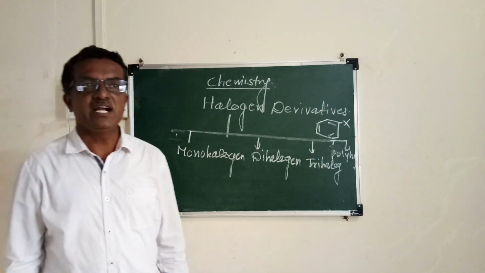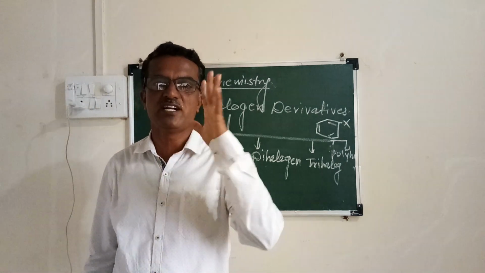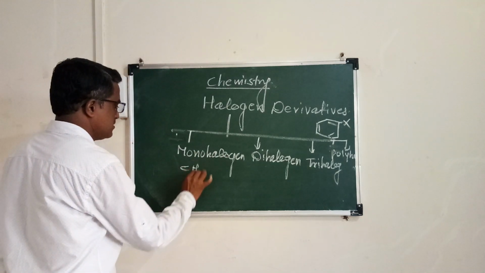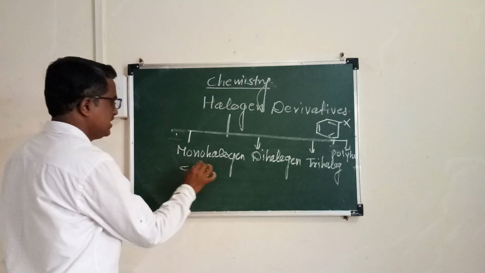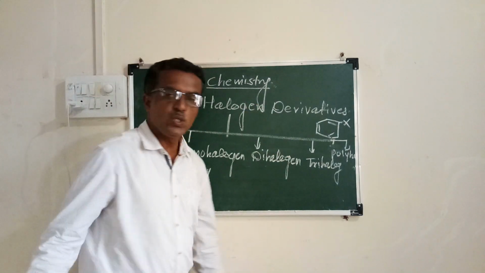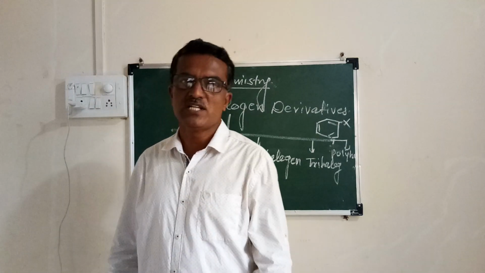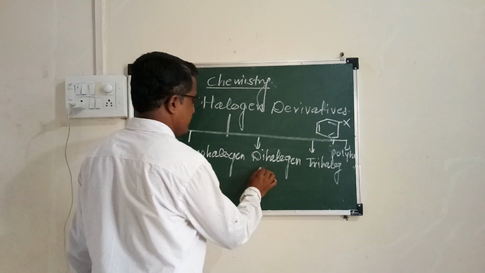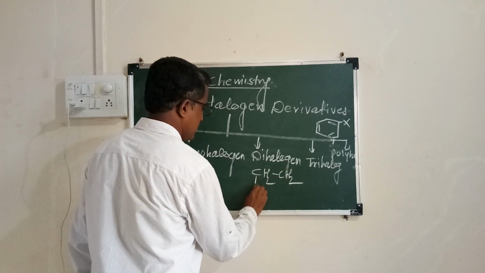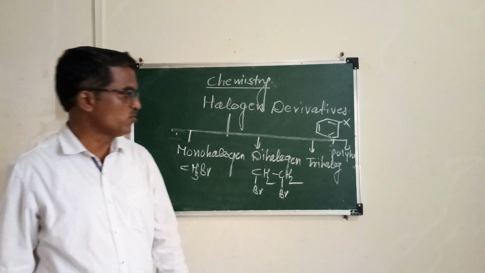When only one hydrogen atom of an aliphatic or aromatic hydrocarbon is replaced by only one halogen atom, that resultant compound is the monohalogen. Example is CH3Br, methyl bromide or bromomethane. Dihalogen means two. When two halogen atoms are present in a molecule, it is known as a dihalogen. Example is CH2Br-CH2Br, 1,2-dibromoethane or ethylene dibromide.